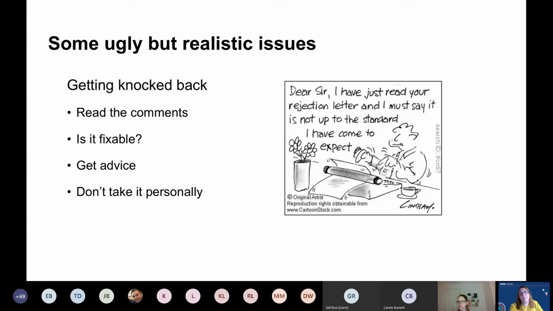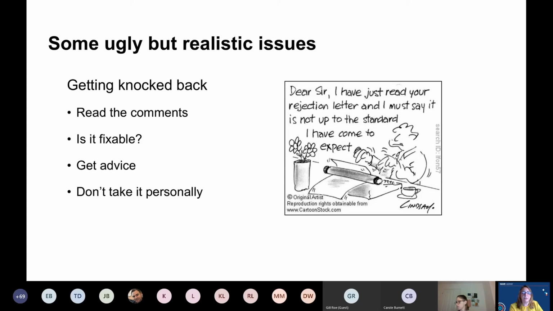Most grants have a success rate of about 1 in 5. So it's part of research. You're going to have to learn about rejection. It always hurts, no matter how experienced you are.